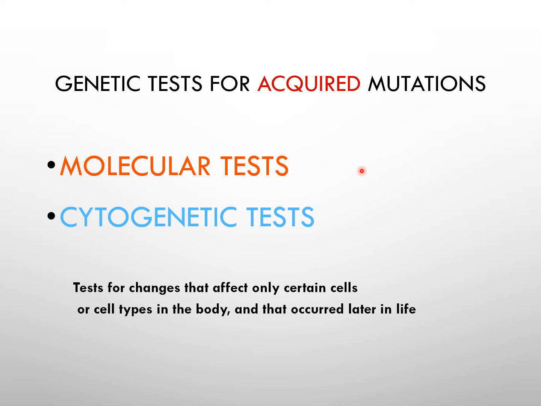So we already found what the types of constitutional tests are. We already learned the 3 types. Now let's see what the genetic tests for acquired mutations are. Here also we can see molecular tests and cytogenetic tests. These are tests for changes that affect only certain cells or cell types in the body that occurred later in life.